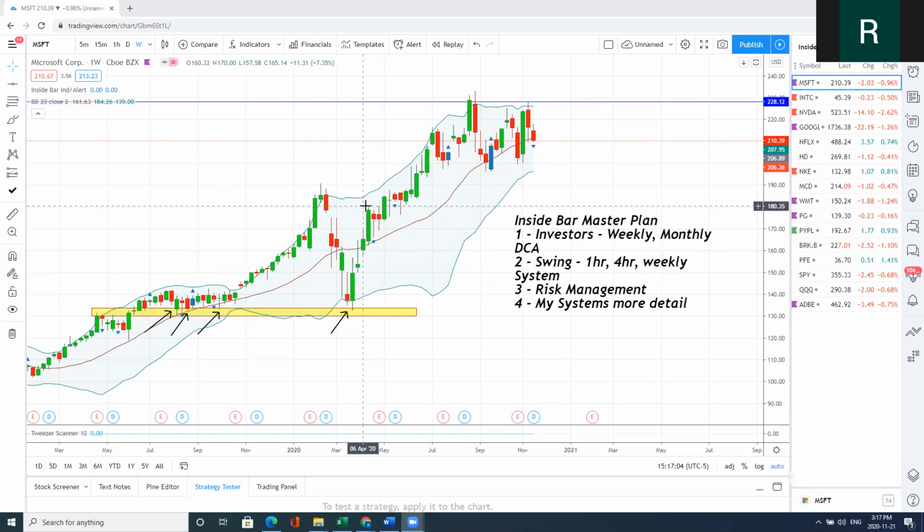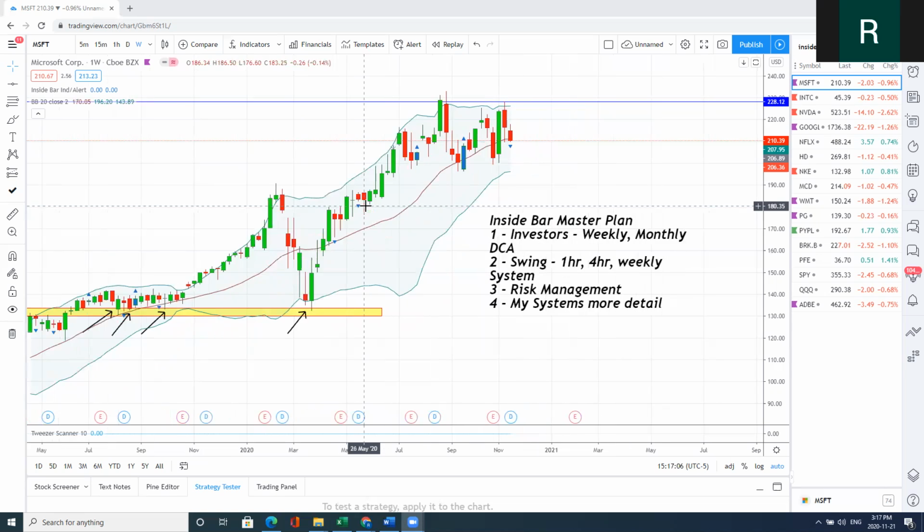Okay. Something like Tesla, for example, is another example. So as an investor, we look at the weekly and monthly charts. We know we can dollar cost average. We know we have time in our hands. So how do we get involved?